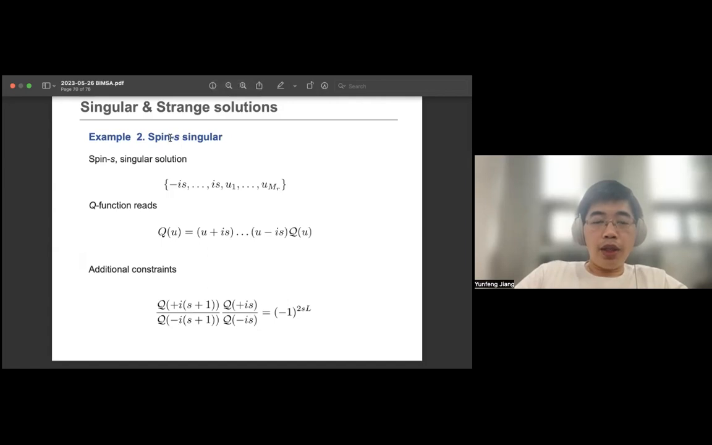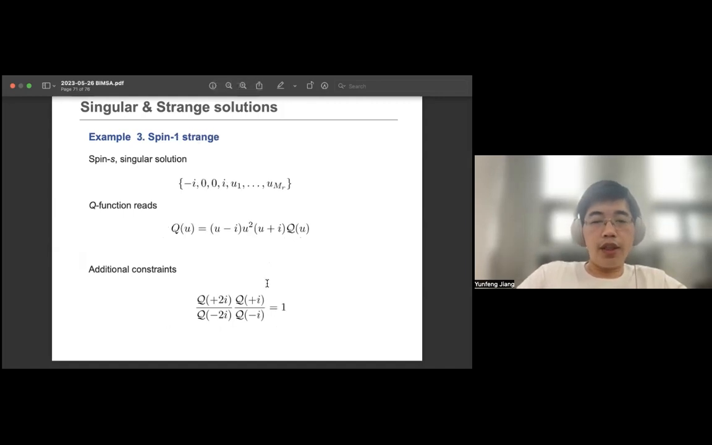Now we can also consider the spin S singular solution where there are no repeated roots. So we just consider one exact string, and then the rest are regular solutions. In this case, my Q function can be written in this form, where this curly Q again encodes all the regular roots. And you can require that our B_S is regular at u equals 0, and then you find this additional constraint. So this again confirms earlier results by Nepomniachtchi and collaborators.